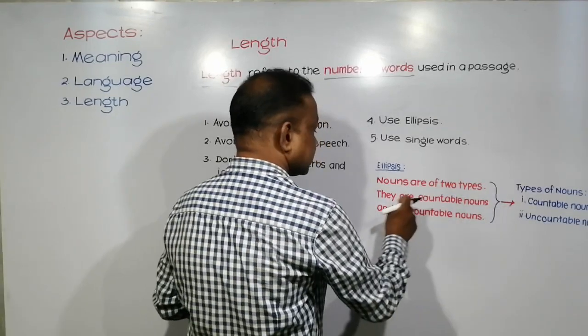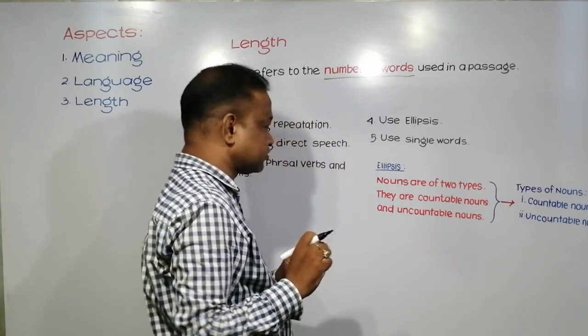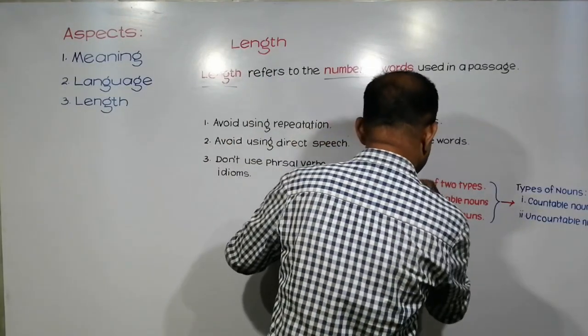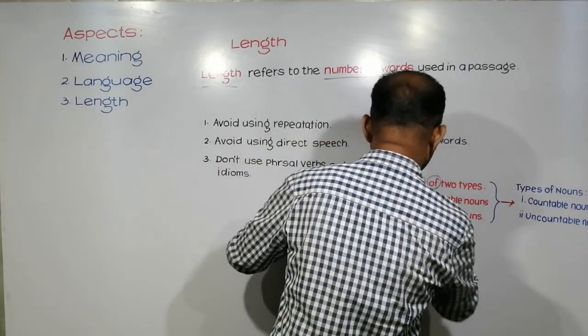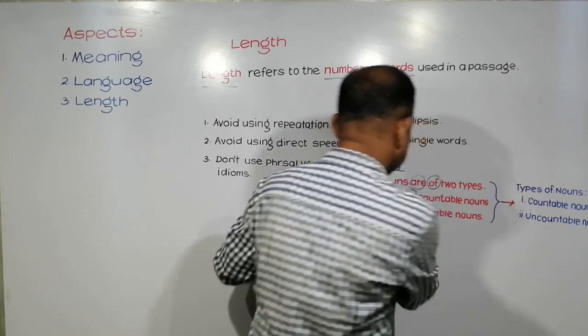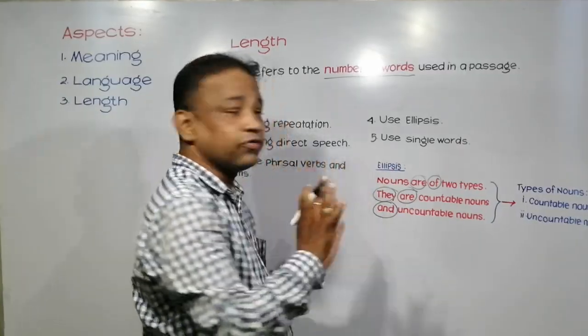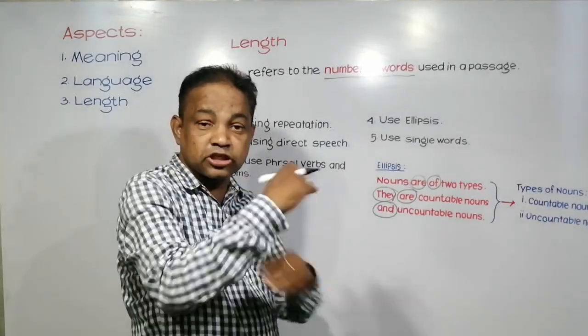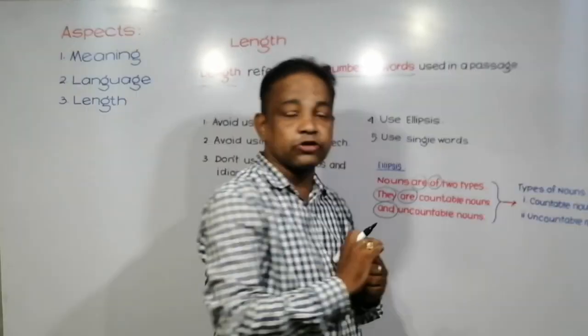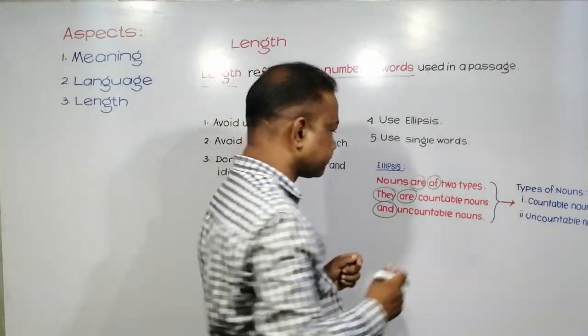Nouns are of two types. There are countable nouns and uncountable nouns. Listen, here are some unnecessary words. For example, we can omit this one, this one, this one, this one. Yes. These are unnecessary words. Try to remove them. After removing these words, the rest of the words are placed in a sequence and a systematic manner.